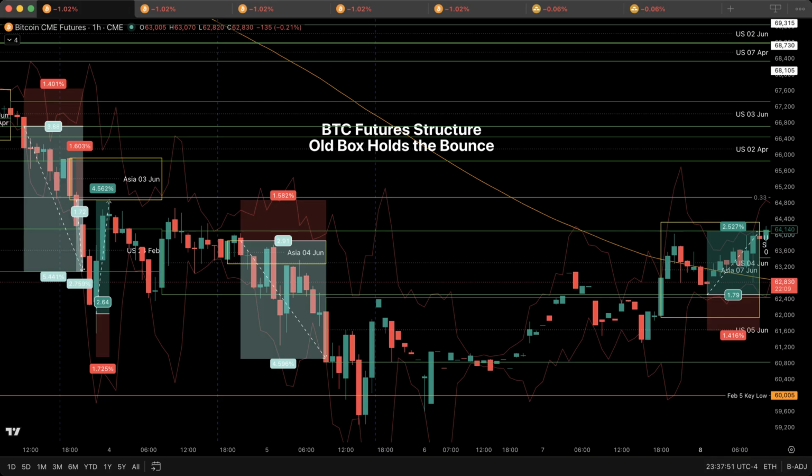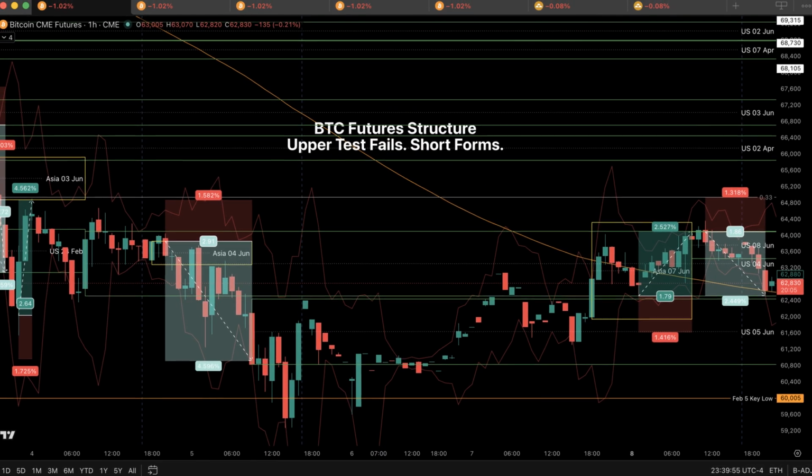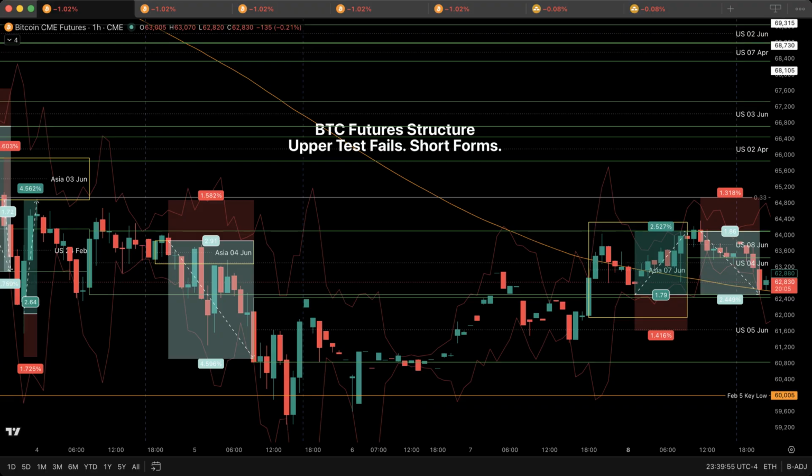June 7th, Asia gives the first message. The box expands. Price bounces. But the old June 4th U.S. memory still controls the trade. The long works only when lower memory holds. Price reaches. It reacts. It holds. Then the trade begins. Price compresses again. But compression does not give freedom. The session forms inside old upper memory.